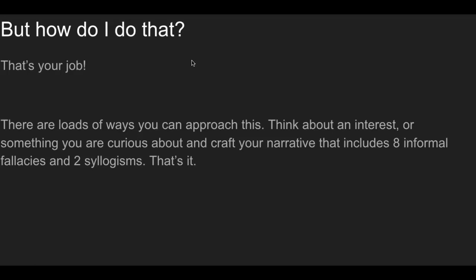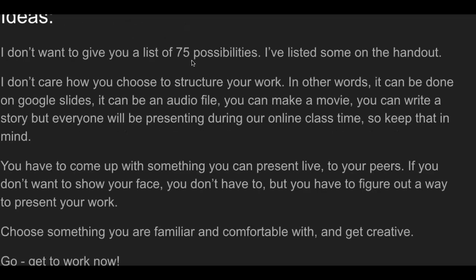I'm going to let you pick what you want to write about or create about. And that narrative that you create will include 8 informal fallacies and 2 sound syllogisms. That's all this is, okay? So what is that going to look like? Here are a couple of ideas. For the record, I am not going to give you a sheet with 75 possibilities and you pick one. I've given you some examples in the handout.